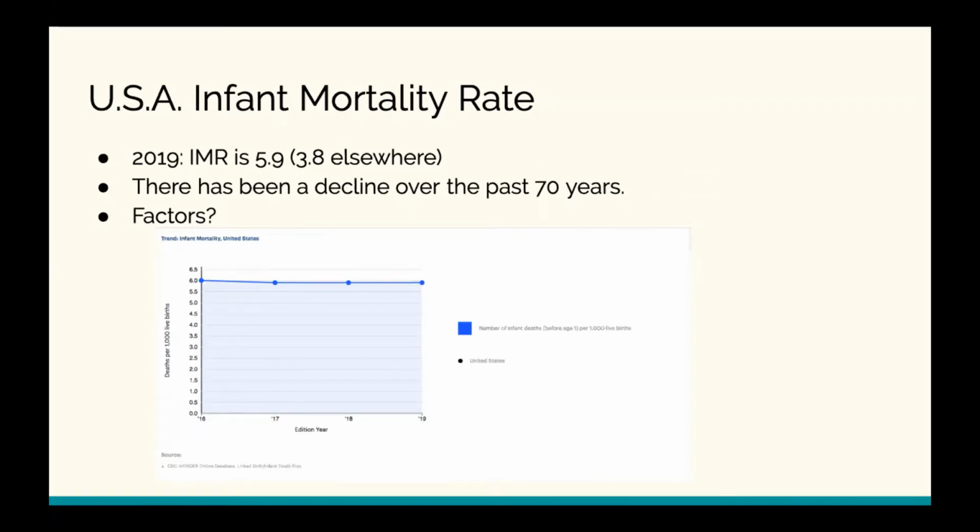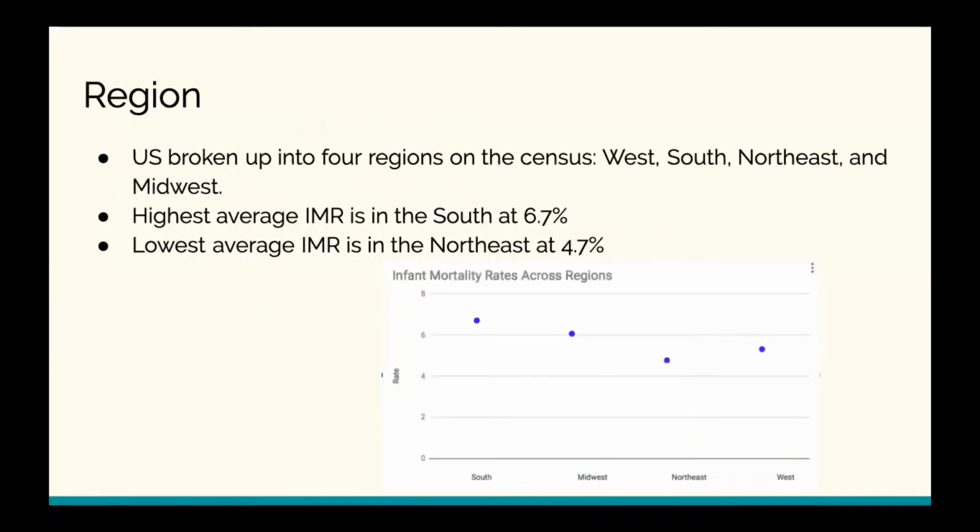What are some factors that could be contributing to the U.S. infant mortality rate, you might ask? One of the factors that could be contributing is region. The U.S. is broken into 4 different regions on the census: the West, the South, the Northeast, and the Midwest.